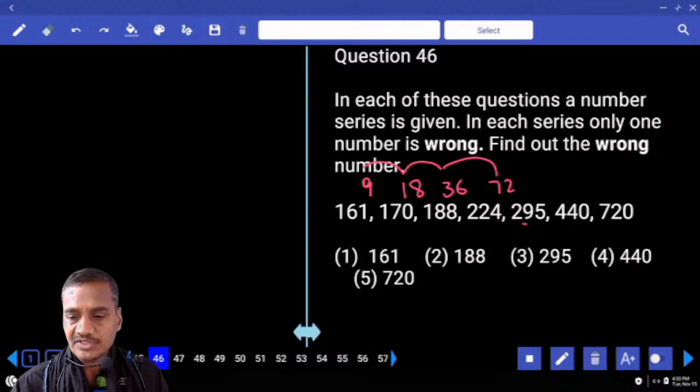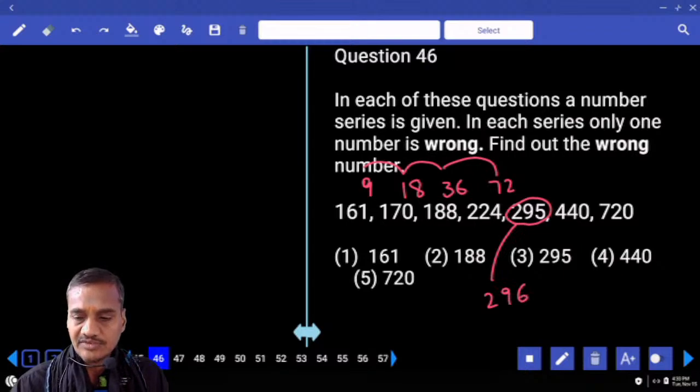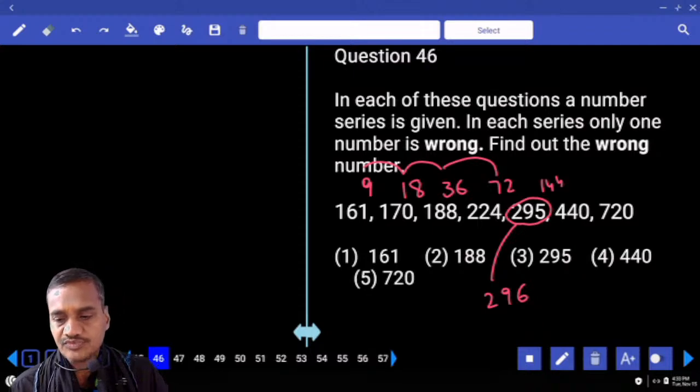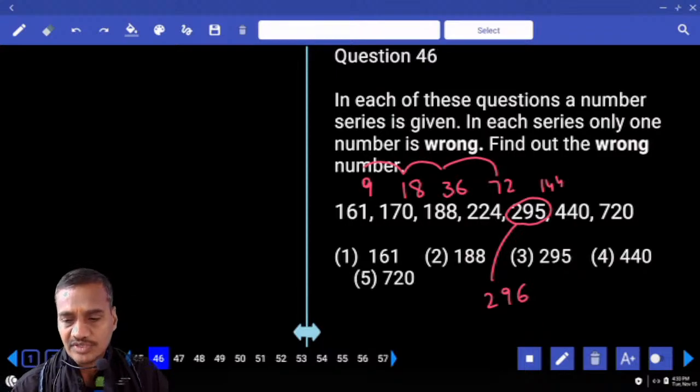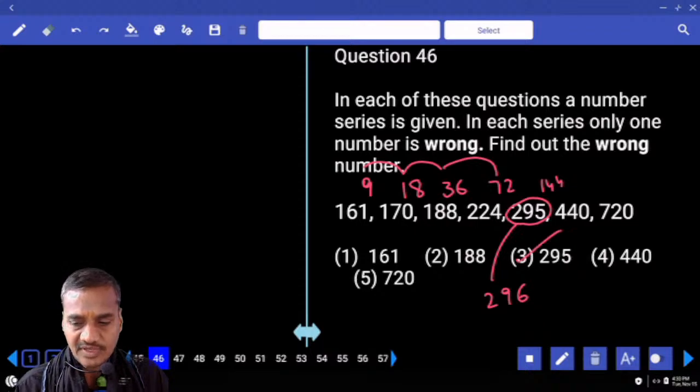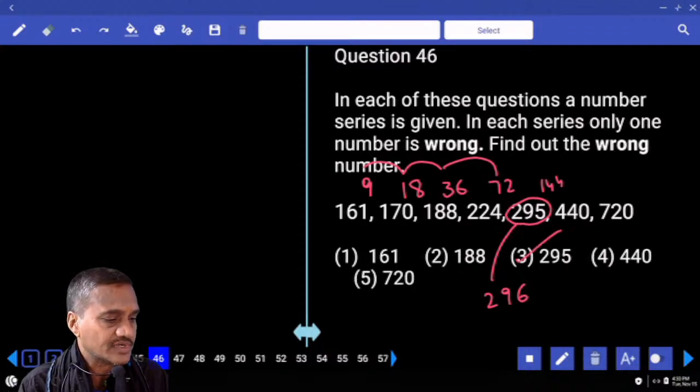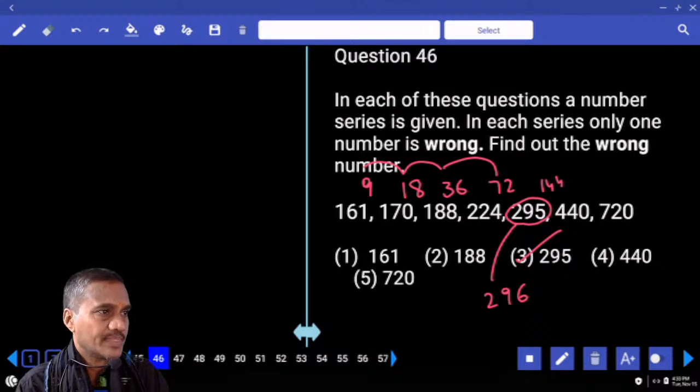That will be 296. 295 is the wrong number. 296 is the correct number. Then again 72 into 2, 144. 296 plus 144, that is 440. And next one 288. And 144 into 2, 288 is the answer. And so what is the wrong number we have? 295. That is choice 3, question number 46. 9 into 2, 18 into 2, 36 into 2, 72, 144 and so on.